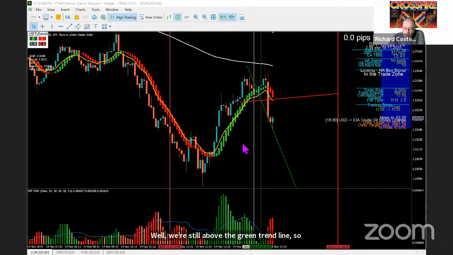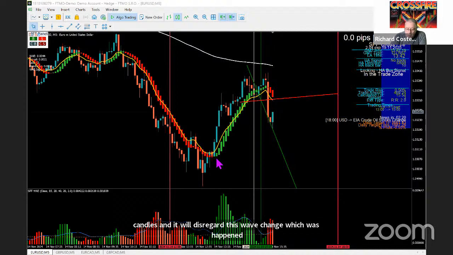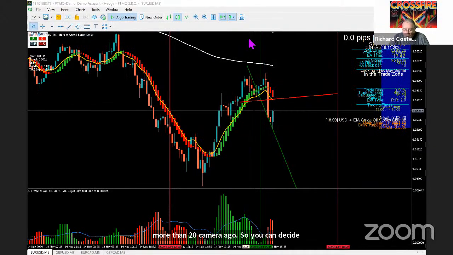And then I was talking about the change of wave and how it depends on how you enter your settings. If you told the trading assistant to only look back 10 wave candles, then it will disregard this wave change, which happened more than 20 candles ago. So you can decide something in chat.